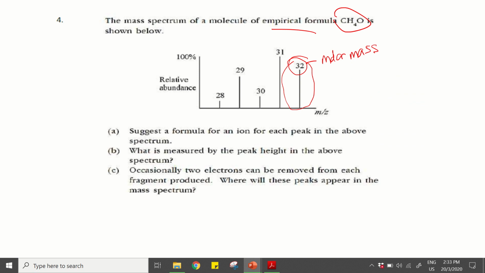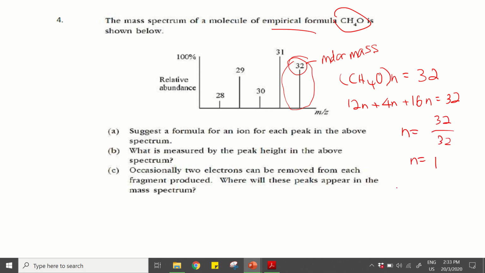So I have the molar mass, I have the empirical formula. Let's check this. So CH4O, put n here, equals the molar mass of 32. So carbon is 12, 12n plus 4 hydrogen, 4n, plus 16n, you get 32. And n equals 32 over 32, so n equals 1. Therefore, the molecular formula is actually CH4O. Confirm CH4O is the molecular formula, and now we're going to identify each fragment.